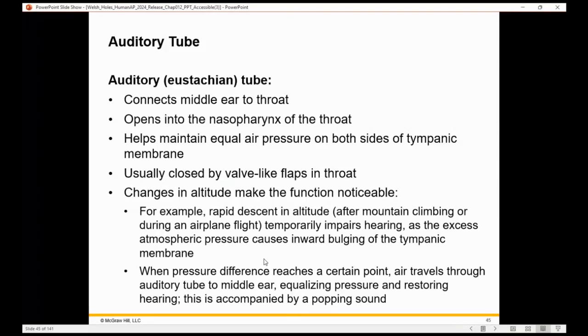For example, rapid descent in altitude after mountain climbing or during an airplane flight temporarily impairs hearing, as the excess atmospheric pressure causes inward bulging of the tympanic membrane. When the pressure difference reaches a certain point, air travels through the auditory tube to the middle ear, equalizing the pressure and restoring hearing. This is accompanied by a popping sound.